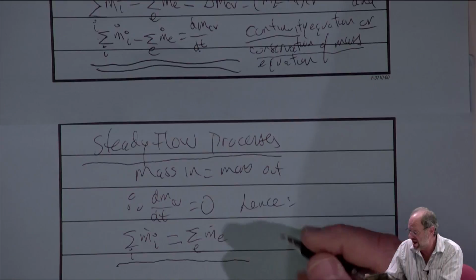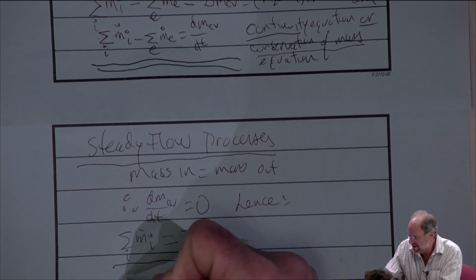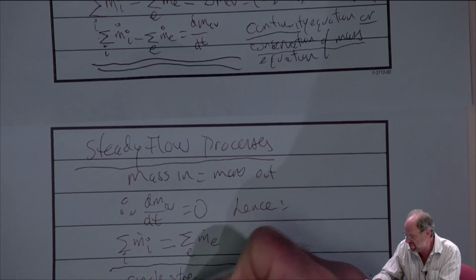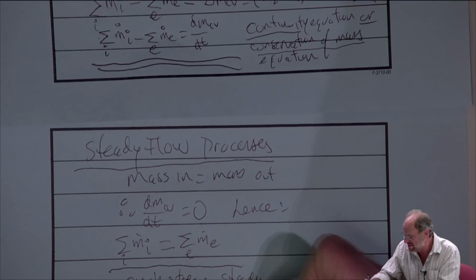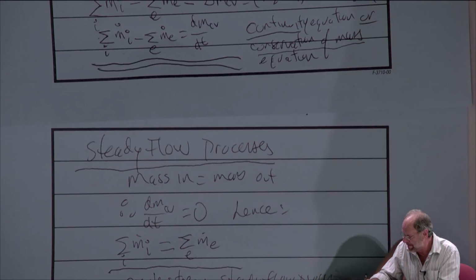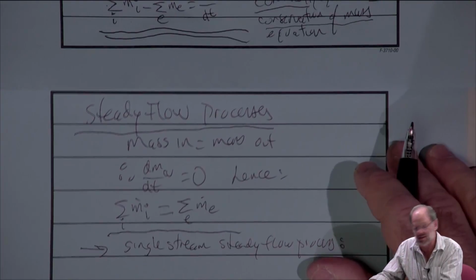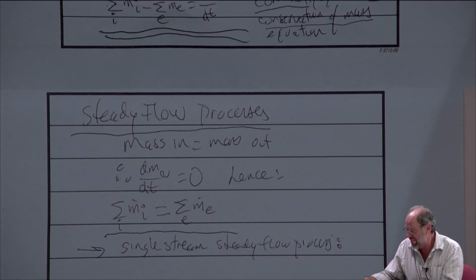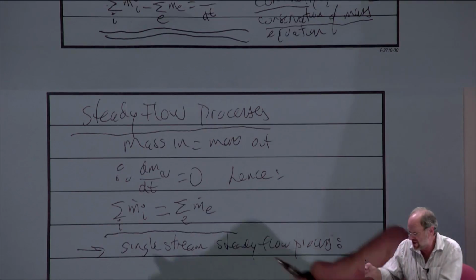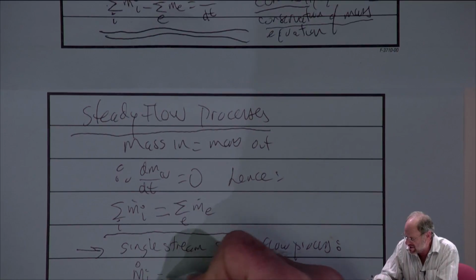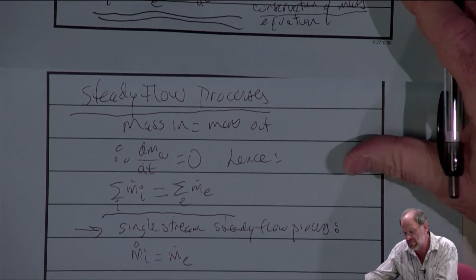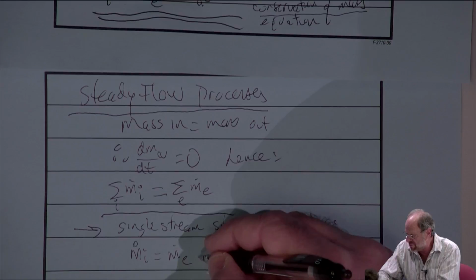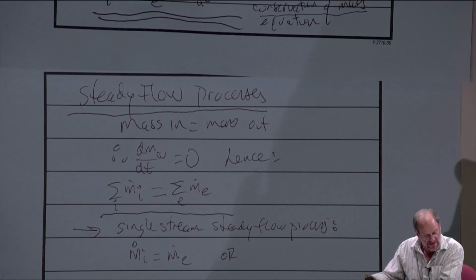Now, another special case of this special case is what we call a single stream steady flow process. If it's a single stream steady flow process, like a pump, a compressor, a turbine, a valve, or a piece of pipe, there's only going to be one inlet and one exit. So for a single stream process, the summation simply goes away, and we simply have m dot i equals m dot e.